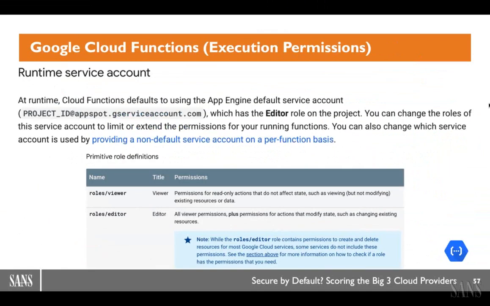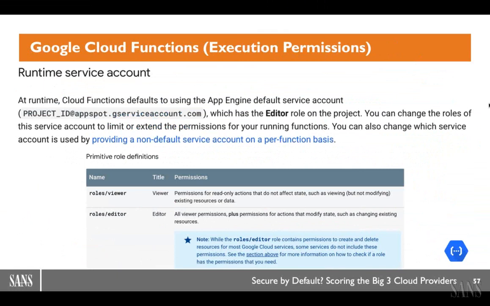GCP takes a far inferior approach. By default, it will use the default App Engine service account, which has the editor role. This means that if your function is compromised, you will have read and write access to almost every resource in the account. In some cases, you'll even have create and delete access. Editor is the second most powerful primitive role, right behind owner, which can do everything that the editor can do, plus manage roles and billing.